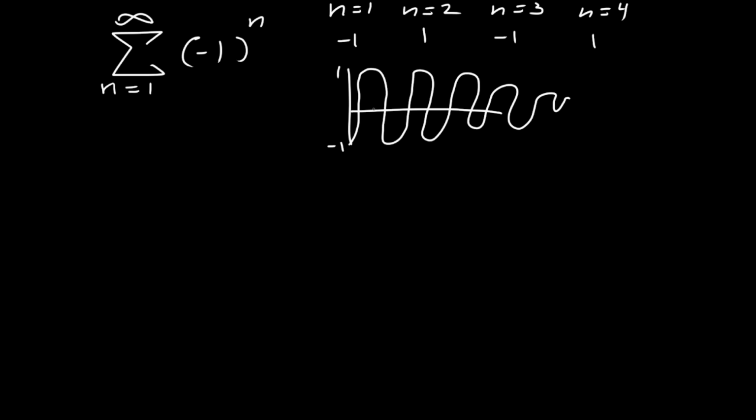And because of this, if we were to try to take the limit, we wouldn't get anything. We would get does not exist. And this is because the limit doesn't approach anything. It's constantly changing.